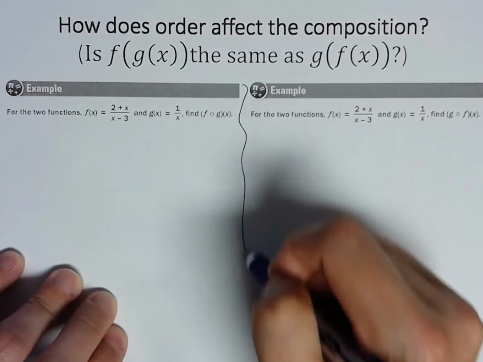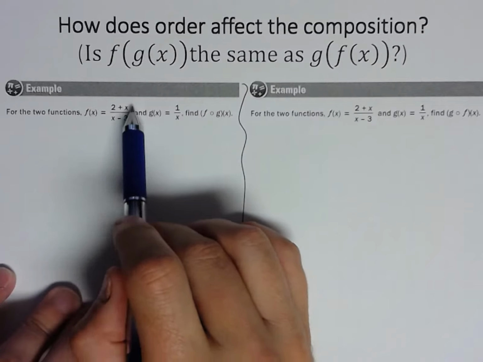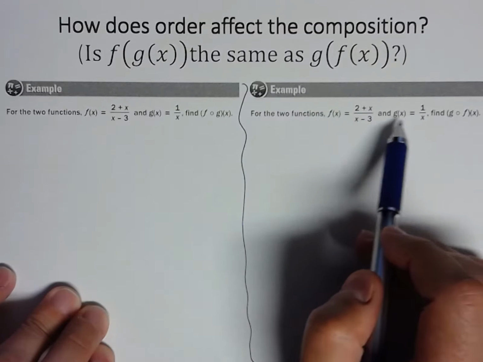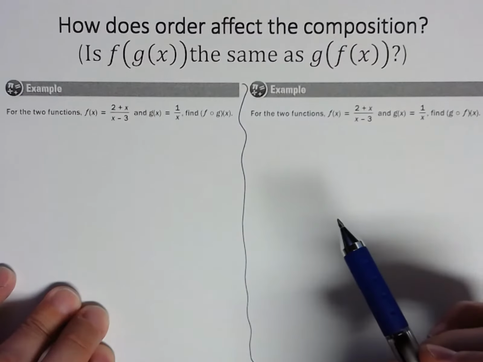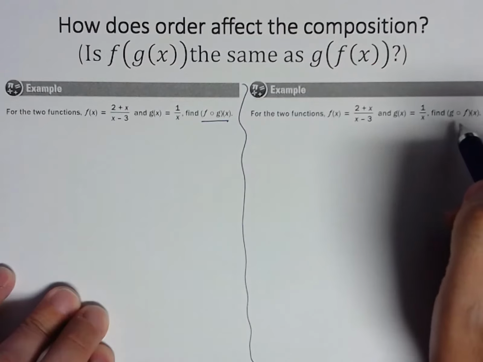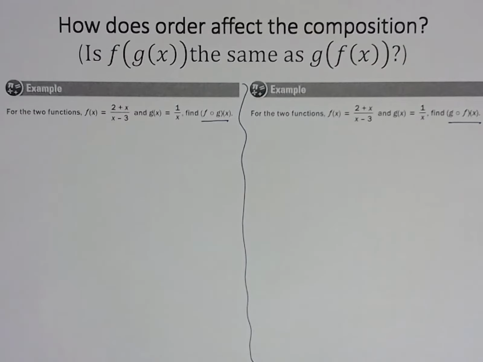And so I've got two examples here. It's the same two functions. F of x is a rational function, g of x also a rational function. Exact same two functions here. We're just going to do a different order. So we're going to do f of g of x, and then we're going to do g of f of x. And we're going to see how those compare.